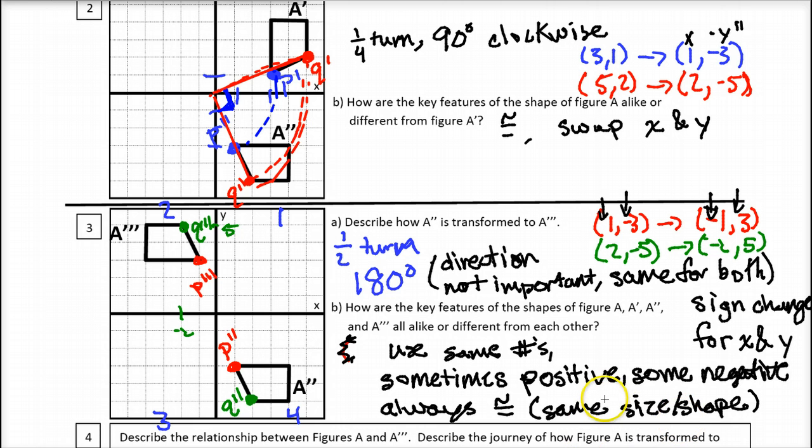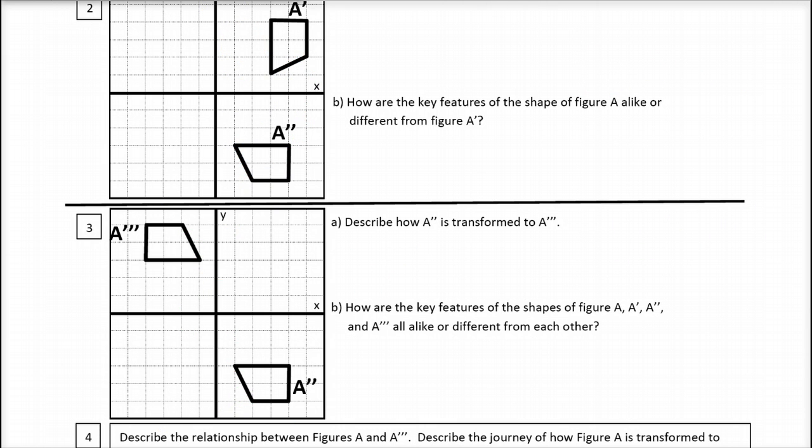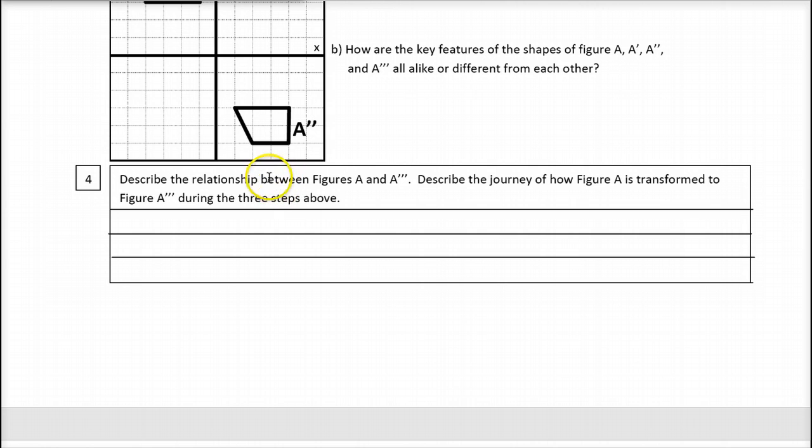All right, so that's kind of the basics of the classwork. Let's look at this last part, this front page, and then the back side is going to be more of your stuff that you're going through. So let's see what we've got down here for this bottom part. Describe the relationship between A and A triple prime. Well, you kind of get this idea that they're the same. But why? Well, the transformations, the rotations, add up to either 0 or 360. What do we mean by that?